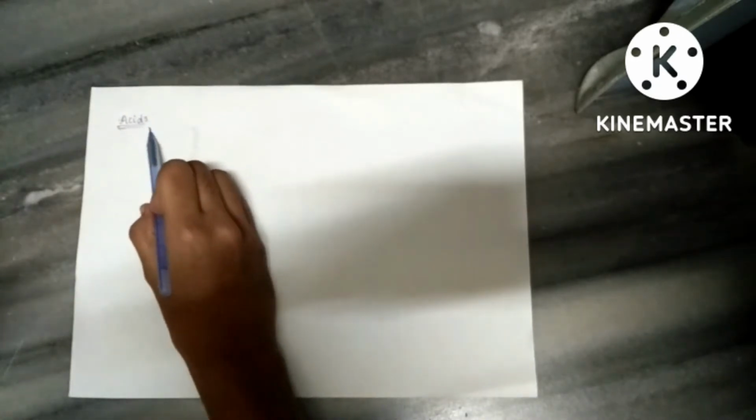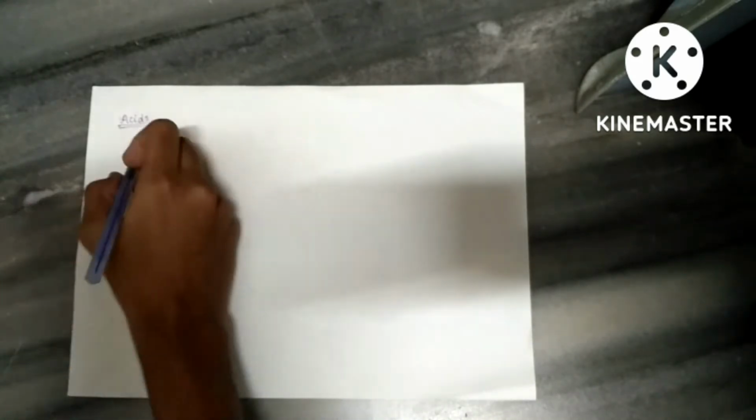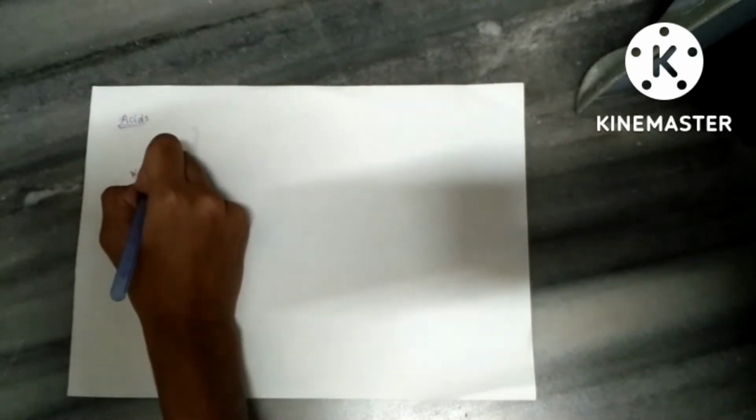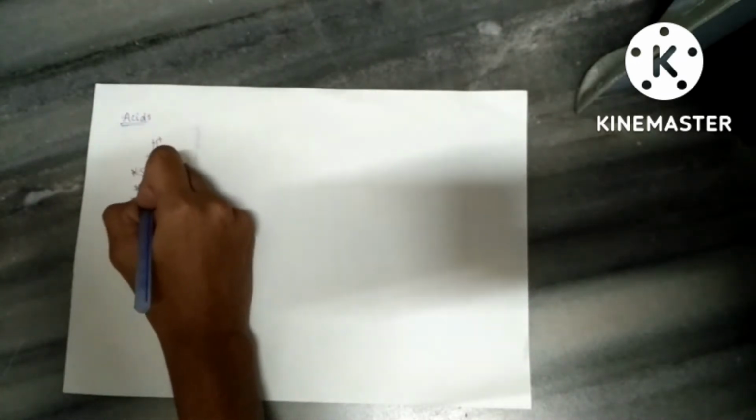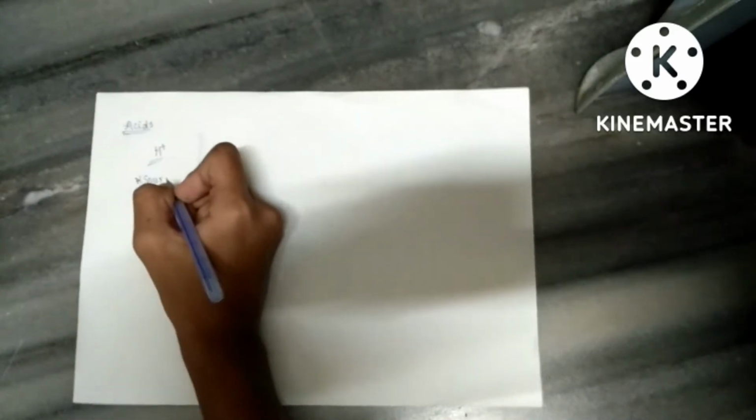First, what are acids? The substance which dissolves in water and produces hydrogen ions, that is H plus ions, is called an acid. And what are the physical properties of acids? Acids are sour in taste. Acids conduct electricity, and when dissolved in water, they produce H plus ions.